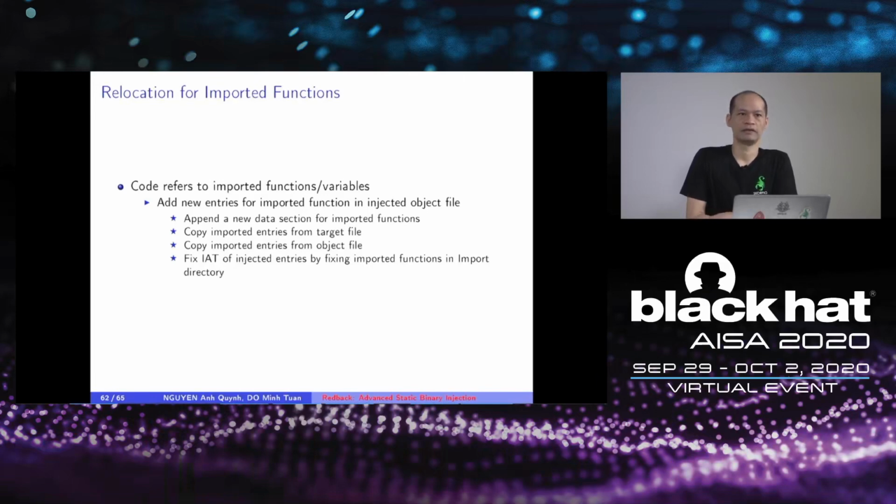To do this, we need to add new entries for imported functions in the injected object files. And Redback actually appends a new data section for imported functions. After that, it copies the import entries from the target program, and also copies the import entries from the object files into the new import section. And finally, Redback needs to fix the import address table of the injected entries so the final program can run properly.